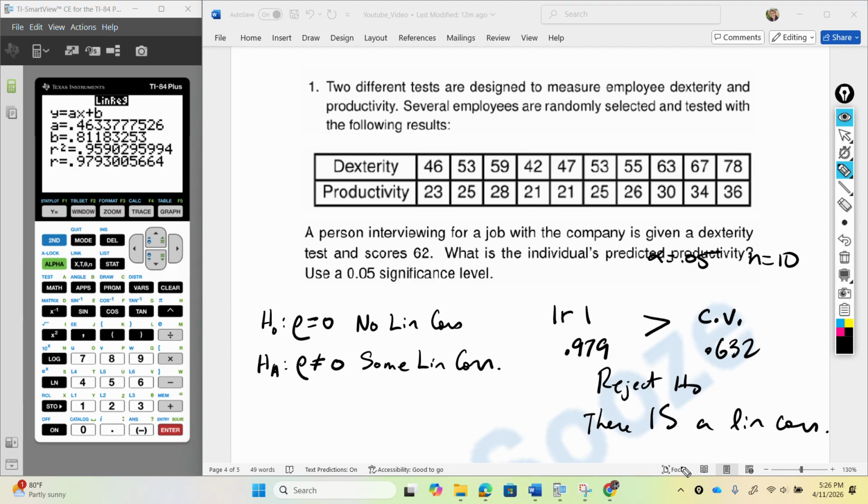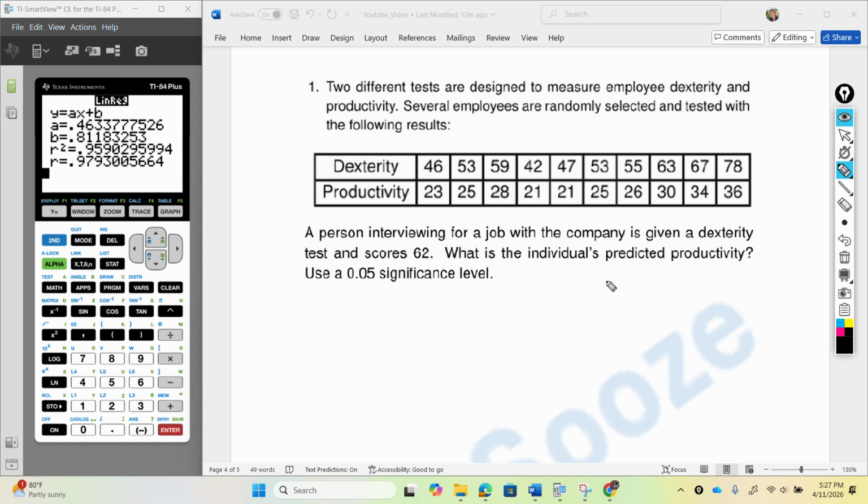Now, since there is a linear correlation, we are going to use the regression equation to make the prediction. So the regression equation is, we write it with the y hat, is equal to A. And the convention is, if you're doing this by hand, to take it to 4 places. Plus B is 0.8118. That's if I write it like this.